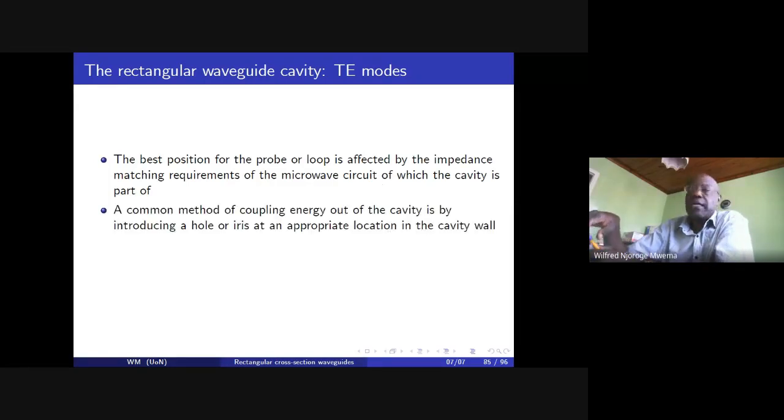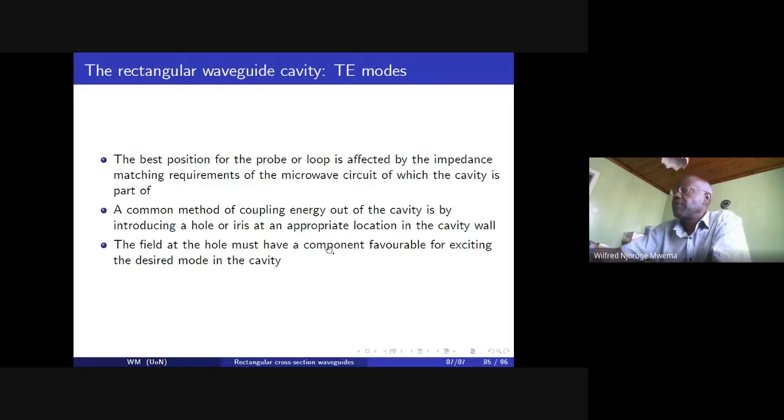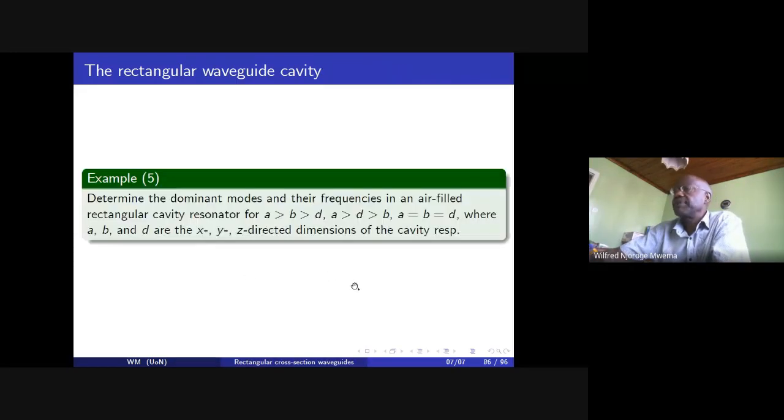And a common method of decoupling of energy out of the cavity is again by introducing a small hole or an iris at an appropriate location in the cavity wall. And the field at the hole must have a component that is favorable for exciting the desired modes in that cavity. So, example 5. Determine the dominant modes and their frequencies in an air-filled rectangular cavity resonator for a greater than b greater than d, and for a greater than d greater than b, and for a equal to b equal to d, where a, b, and d are the x, y, and z directed dimensions of the cavity respectively.